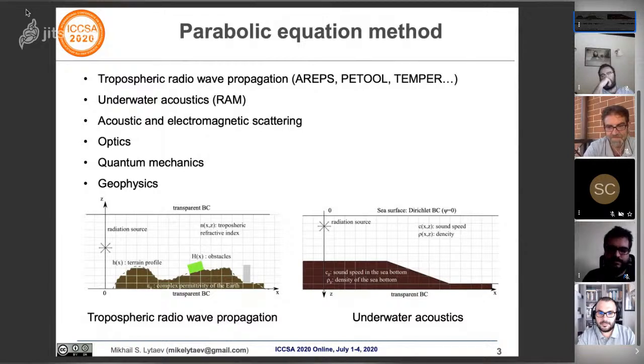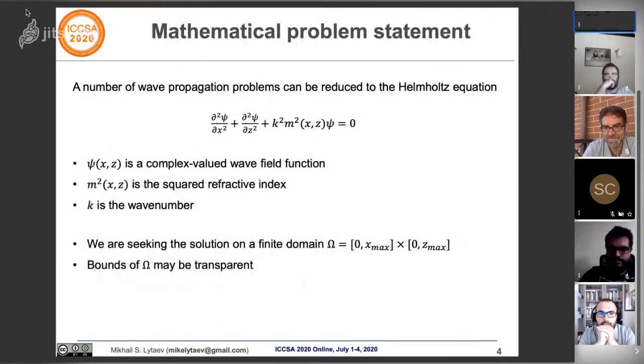Schematic description of the problem for tropospheric propagation and underwater acoustics are depicted in the figures. The mathematical statement of the problem is as follows. We start with the two-dimensional Helmholtz equation defined on a finite or infinite domain. We are seeking the solution on a finite domain, but the bounds of this domain may be transparent.